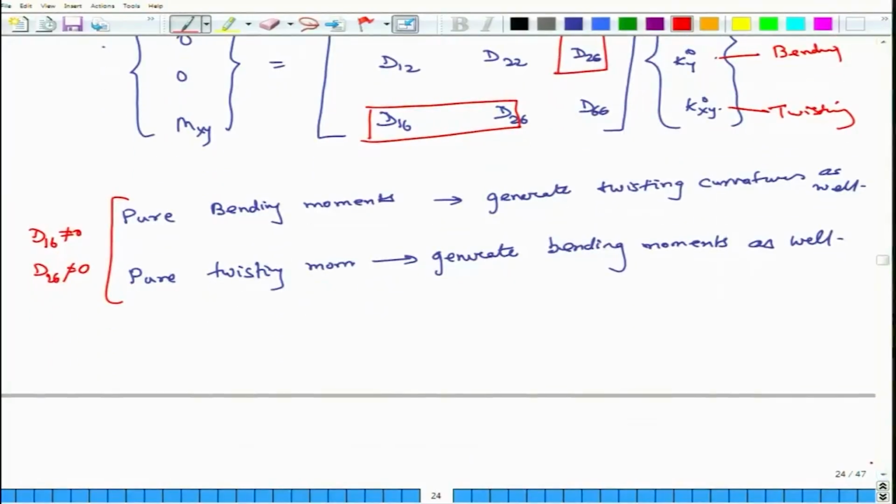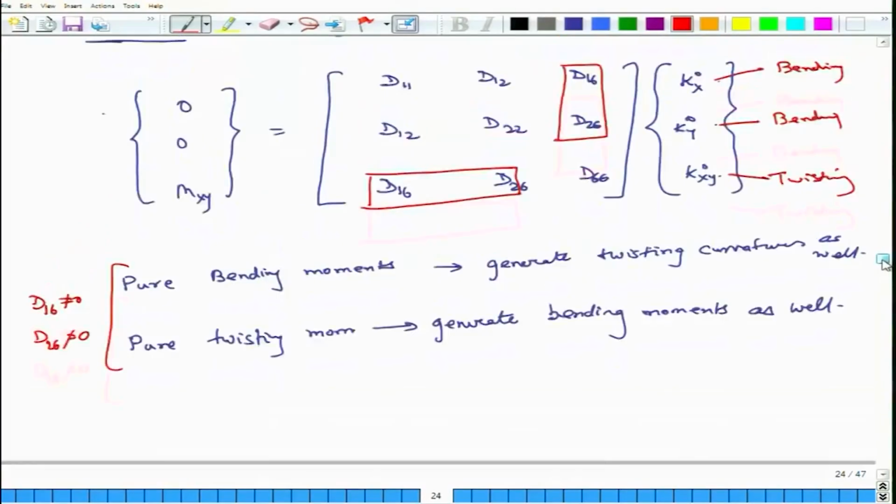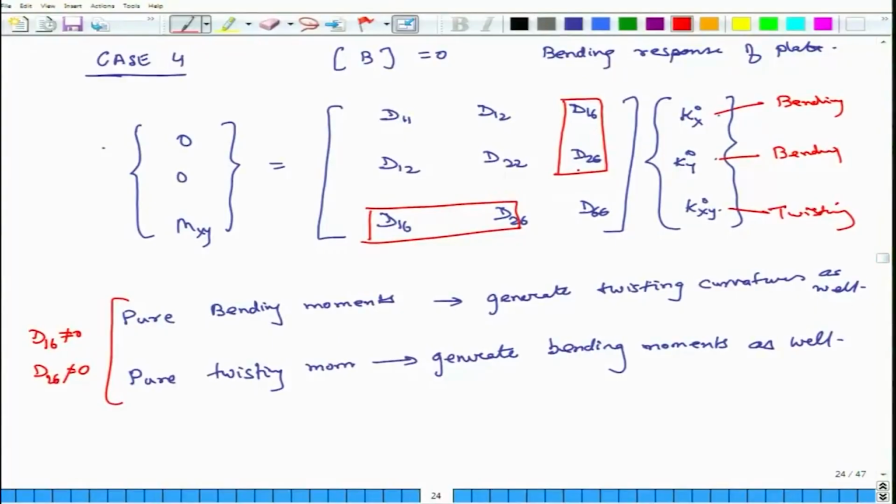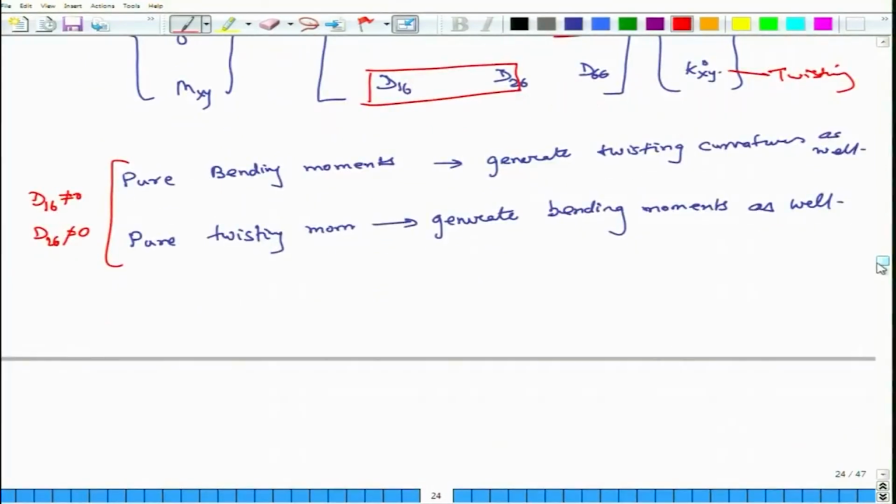And typically we do not want our structure to twist because it then tries to shear off easily. So, that is why these terms D16 and D26 couple the bending and twisting response of the plate, and that is why D16, D26 are called bending twisting coupling coefficients.